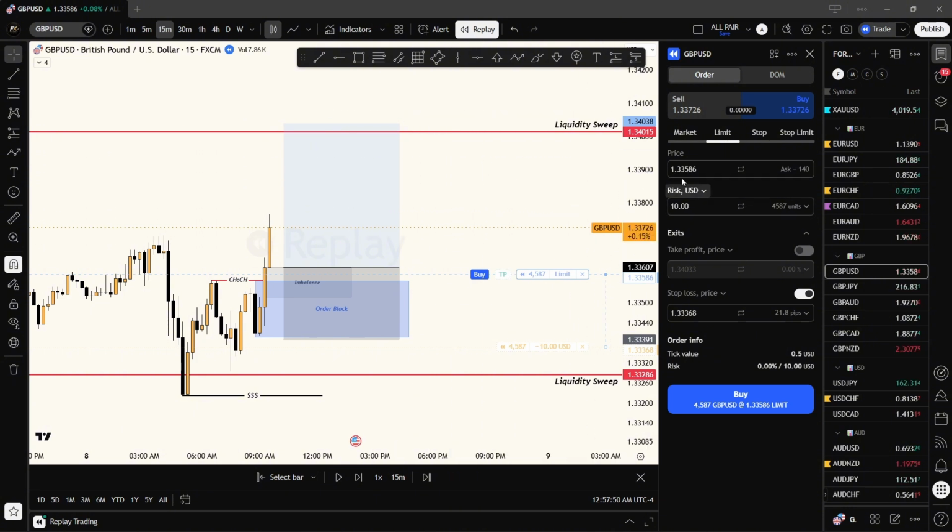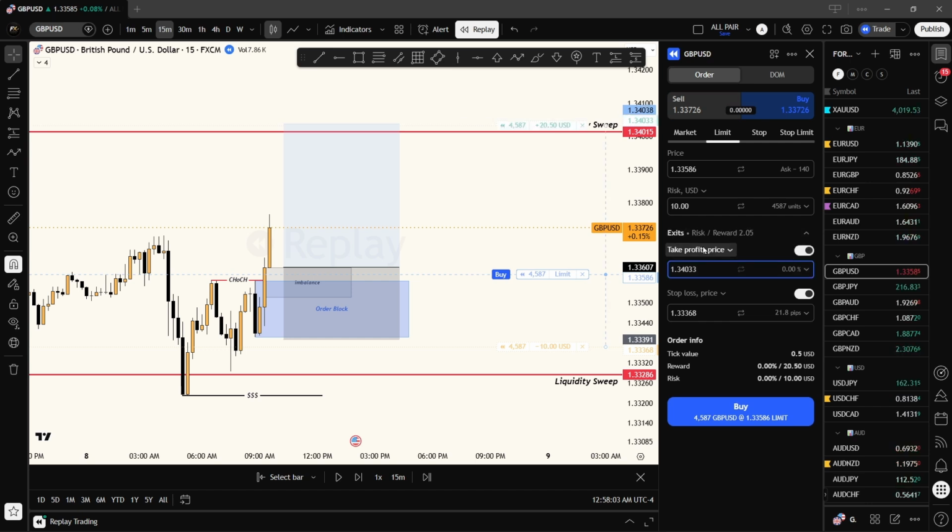So now let me show you something interesting. I'm going to take a trade entry right here in replay mode, set my stop loss, set my take profit the way I planned it, make sure the risk is right, and then just hit play and see what actually happens.